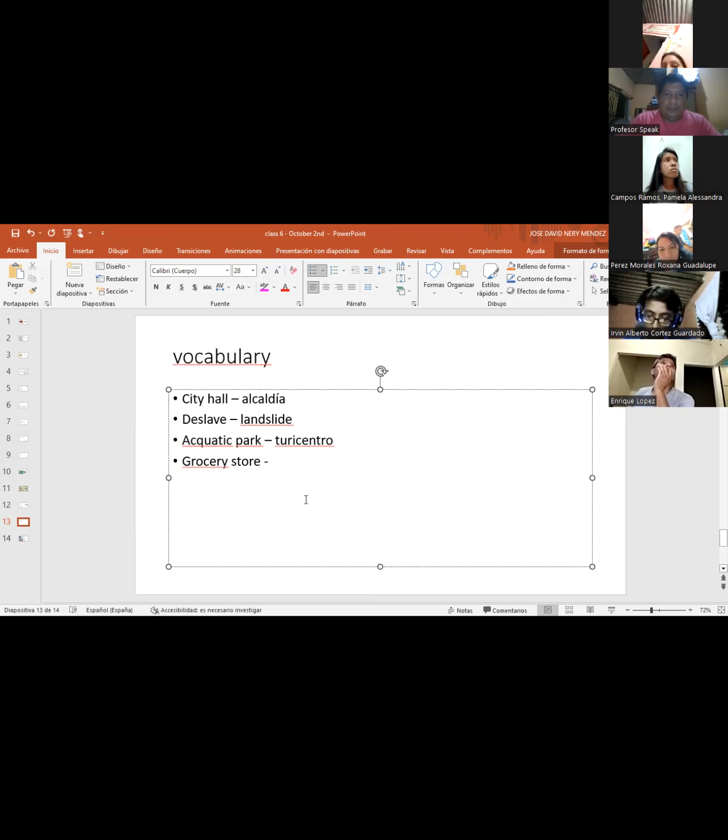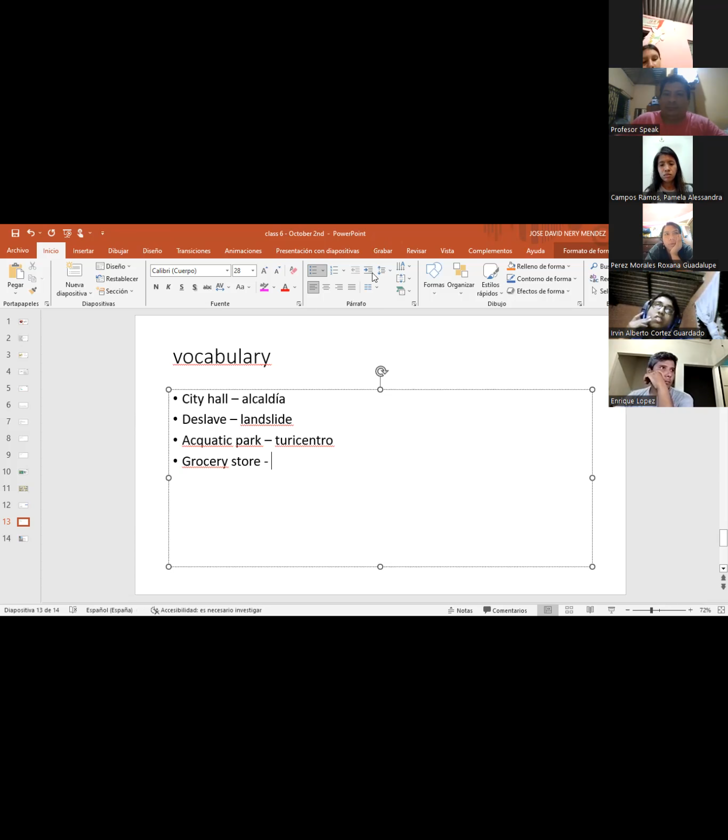Grocery store. That's where you buy your food, donde se compran la canasta básica. But it's different from a liquor store. Liquor store. That's a grocery store.